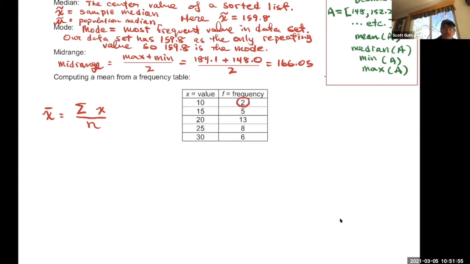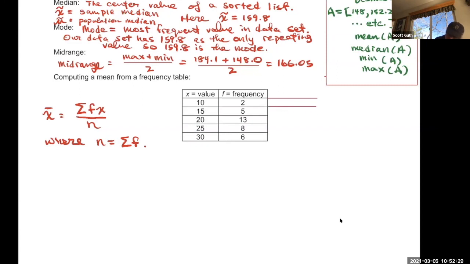So really, if a 10 appears twice, then you have to add it together, 10 plus 10, or you could just multiply it by 2. So the idea is if F is the frequency, you would multiply each of these by the frequency, and then you add them up. And then you might remember that N, your sample size, is the sum of the frequencies. So what I usually do for that computation is I just add another column to the table.